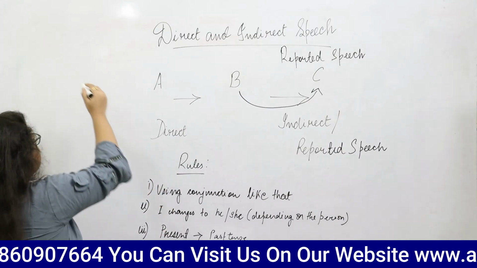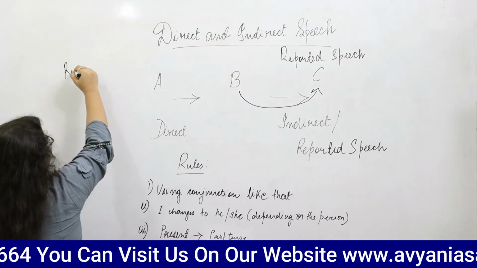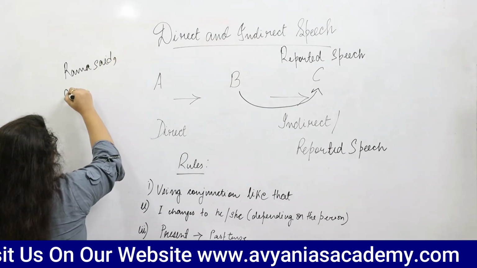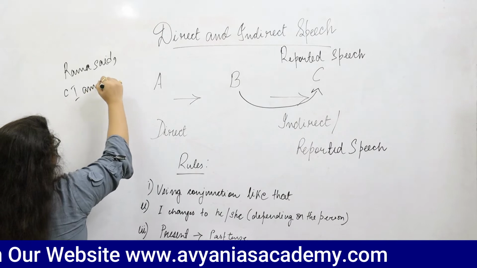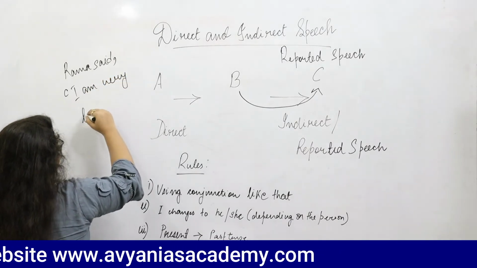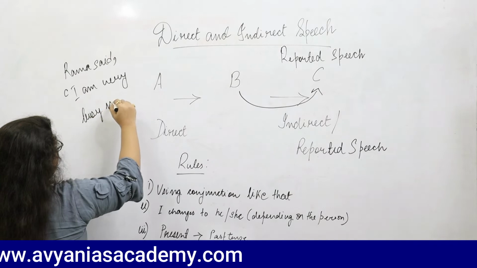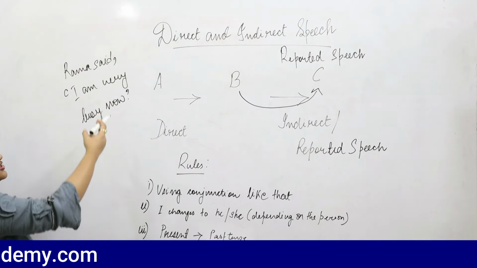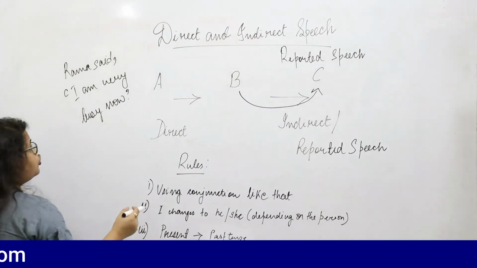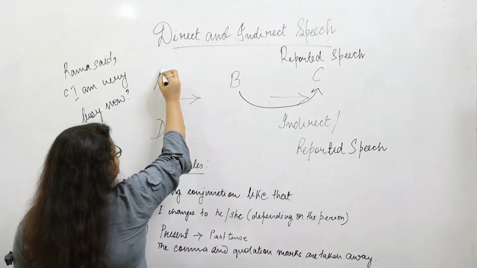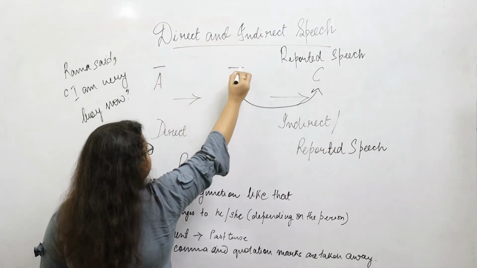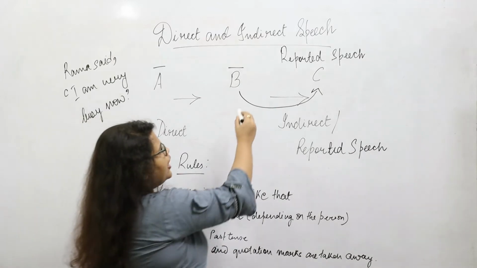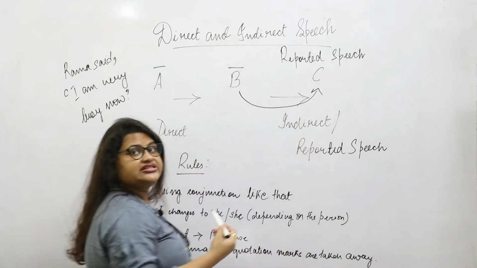For example, if the sentence is Ram said, comma, "I am very busy now," this is a sentence in the direct speech. It is saying that Ram said he is very busy now. Ram was in position A and he told a person B that he is very busy. But now B wants to go and report the same thing to C. So, how will we say that?